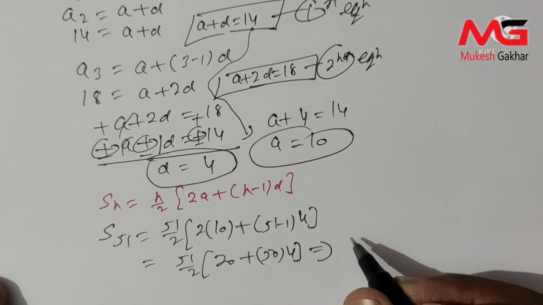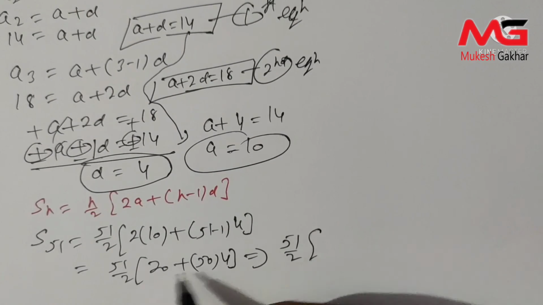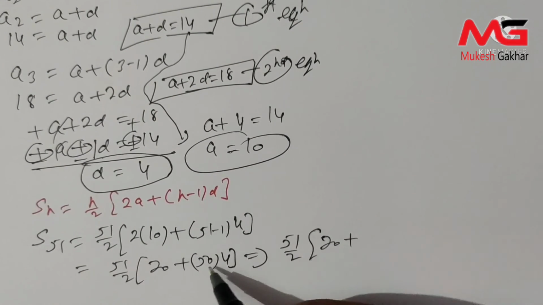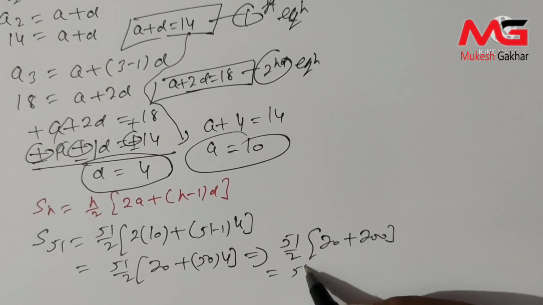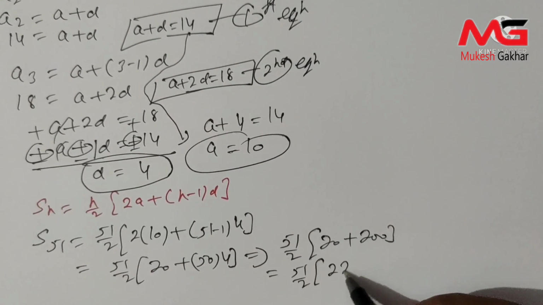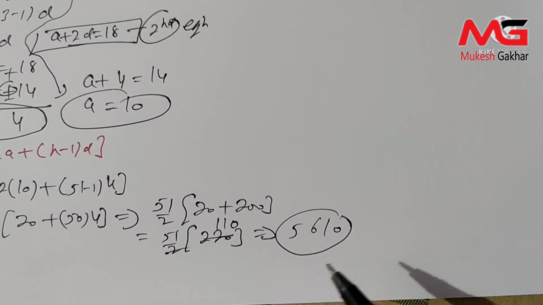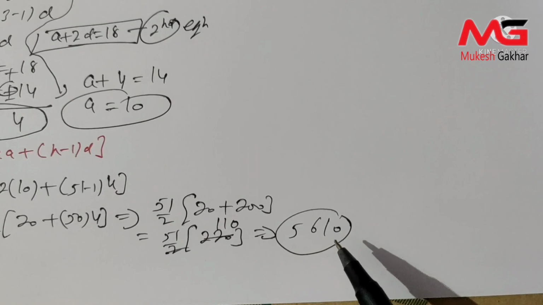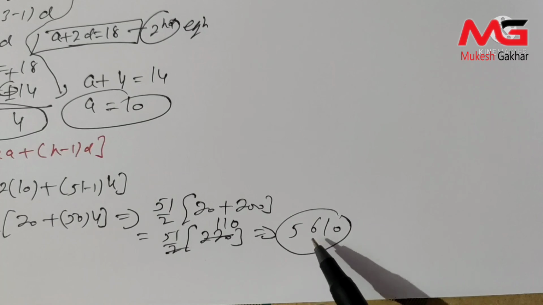It will be 51 by 2, 20 plus 200. It will be 51 by 2 into 220. You can cut this 2 by 22. It will be 110. So it will be 5610. So the sum of 51 terms is 5610.